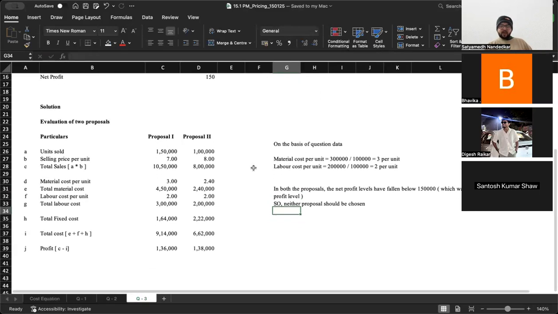ठीक है. Have a look at the evaluation of two proposals and tell me if there is anything that you need a more clarification on.